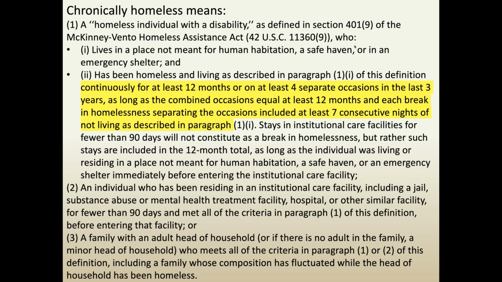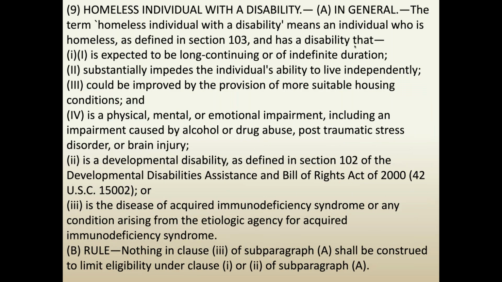So what we are doing with this question is trying to determine if the person meets the definition of chronically homeless. So that would be that they have been out on the streets for at least 12 months continuously, or have had 4 separate episodes of homelessness in the past 3 years that equal up to 12 months, and then that they would also have a disability.